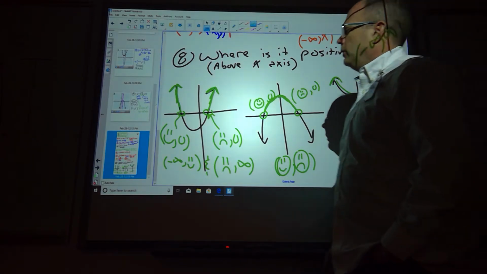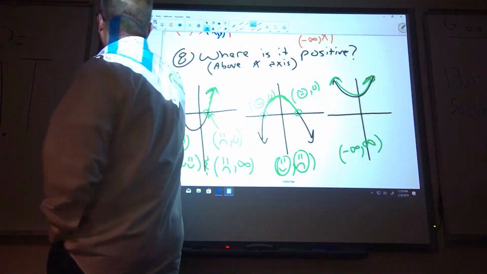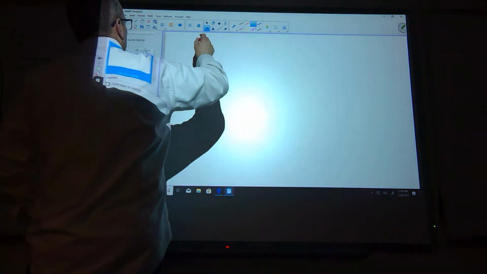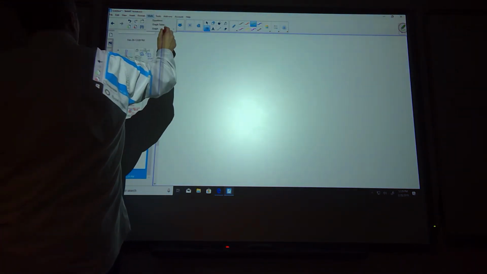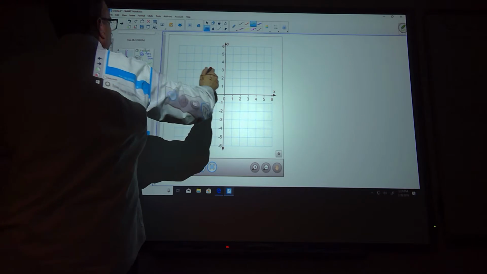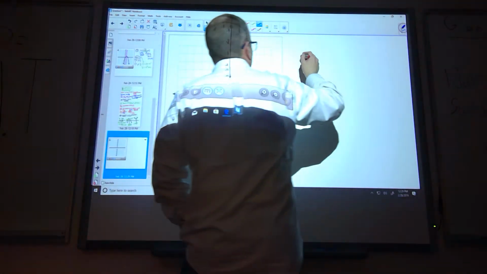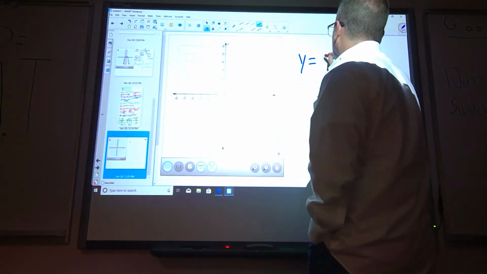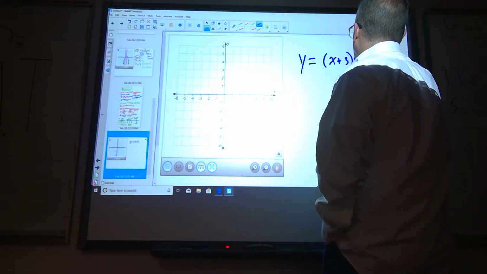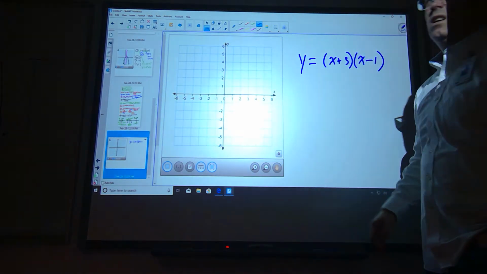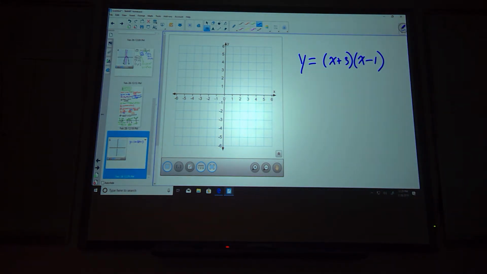Okay, the last thing I want to do, and this is just going to help us with tonight's stuff, is let me graph, let me do this. Let's say we have y equals x plus 3 and x minus 1. So is this in factored form?